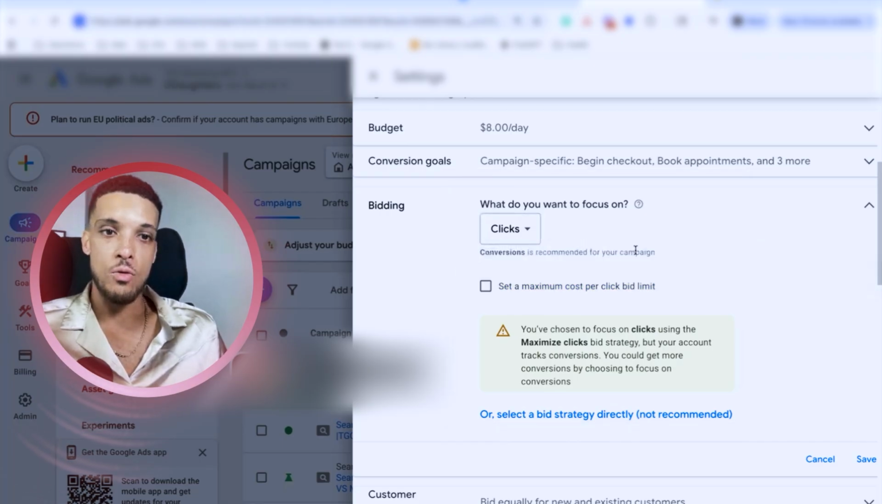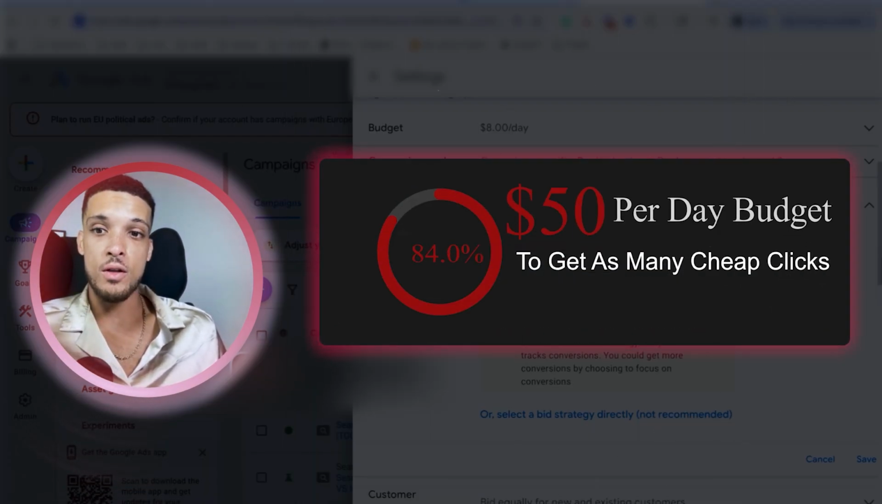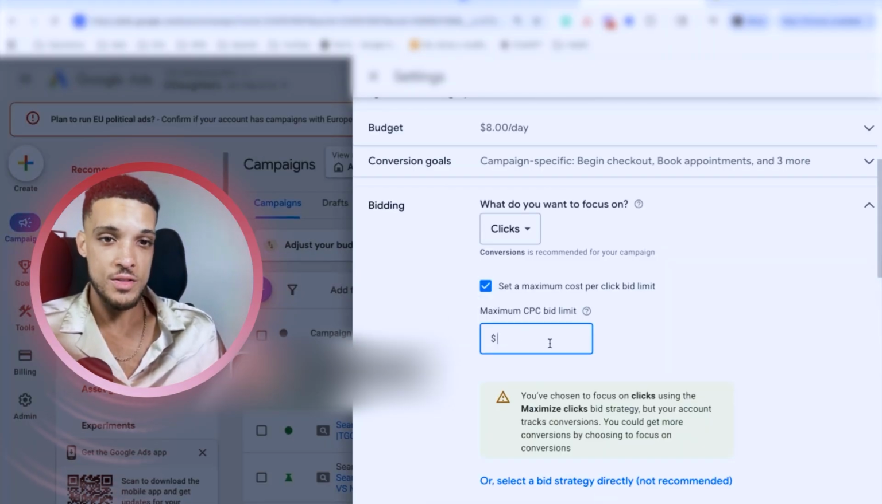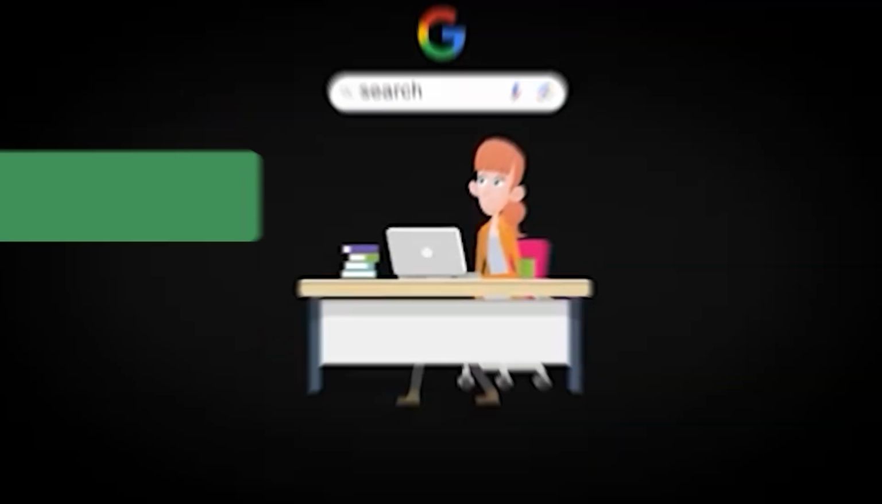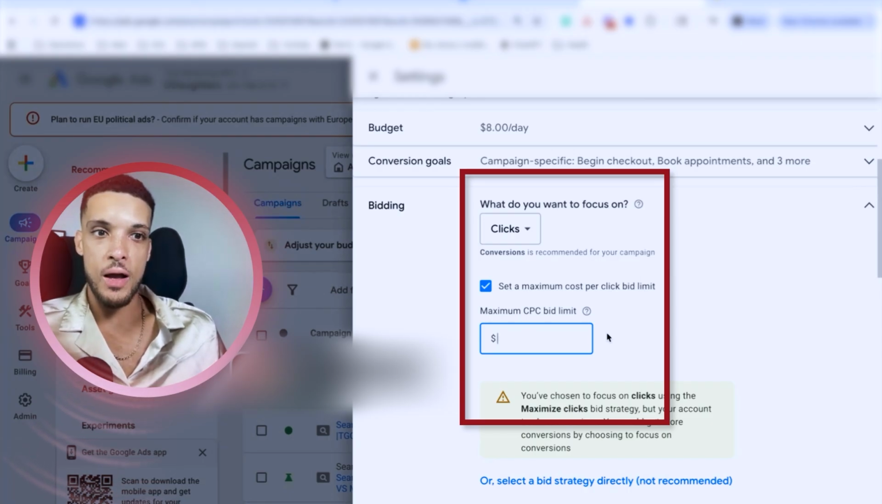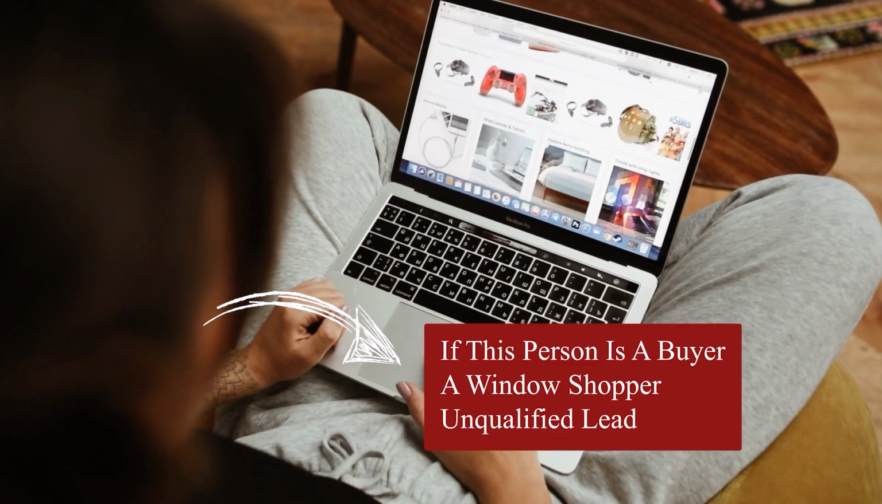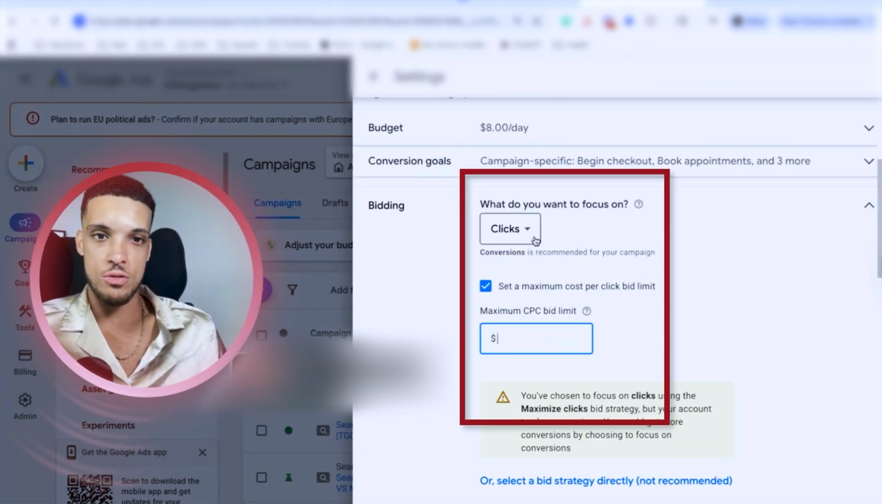So essentially you're just telling Google you have a $50 per day budget. You're willing to get as many cheap clicks as possible in order to hit this budget. On top of that, you can set a CPC limit on this as well. You only want to pay $1 within this campaign to get a certain amount of clicks for the keywords you've chosen. That's going to be your strategy, and it's not going to really take into account in the auction if this person is a buyer, a window shopper, or an unqualified lead. It's just going to try to spam and get you as many clicks as possible, making this one of the worst bid strategies to actually get sales and conversions.